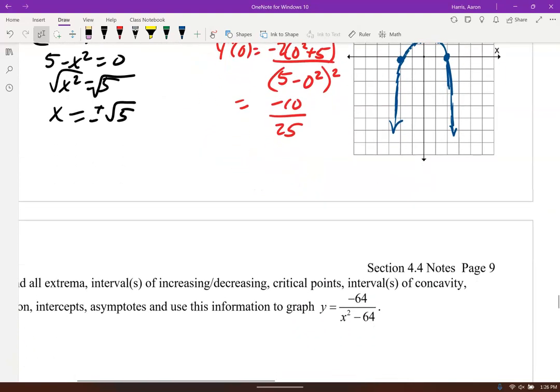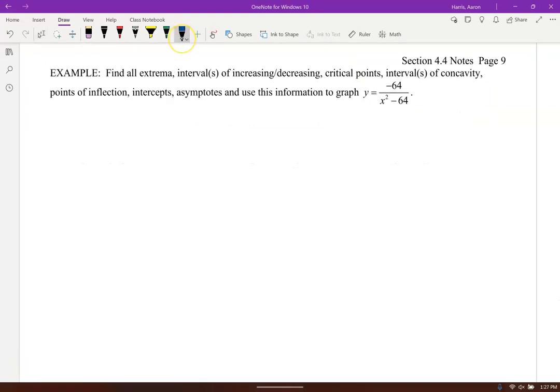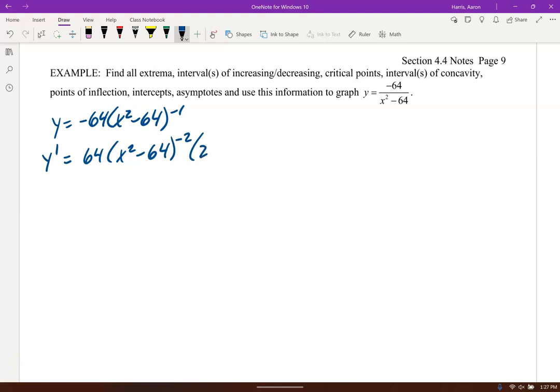All right, let's move on. This next one. I'm going to go ahead and write this as negative 64 times x squared minus 64 to the negative 1. So I can just use the power rule. I have negative 64 times negative 1, 64 times x squared minus 64. Now it's to the negative 2, chain rule times 2x. And so I've got 128x over x squared minus 64 squared.